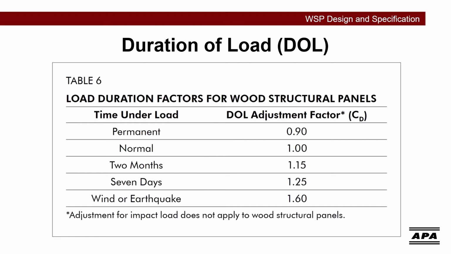Design capacities listed in Form D510 are based on normal duration of load. Table 6 lists the duration of load adjustment factors for other times under load. They are like what's given in the NDS, but note that adjustment for impact load does not apply to wood structural panels.